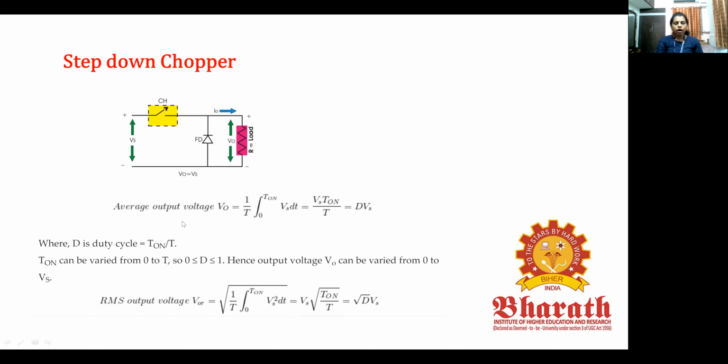So I can write the output voltage expression V naught as 1 by T, where T is the total time period. 1 by T, the full cycle, integral from 0 to T on, because only during this time I get an output voltage, the input voltage, which is nothing but Vs into dt. If you integrate this equation and simplify it, we get Vs into T on divided by the total time, the chopping period.